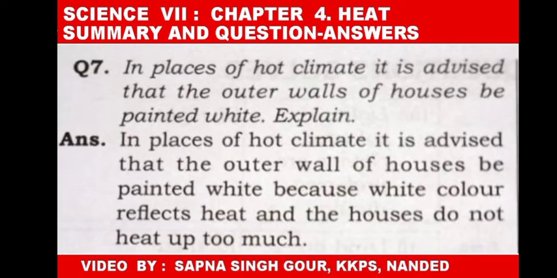Let us see. In places of hot climate, it is advised that the outer walls of houses be painted white because white color reflects heat and the houses do not heat up too much. Have you understood why it is advised to paint them white? Because white color reflects heat and the houses do not heat up too much.